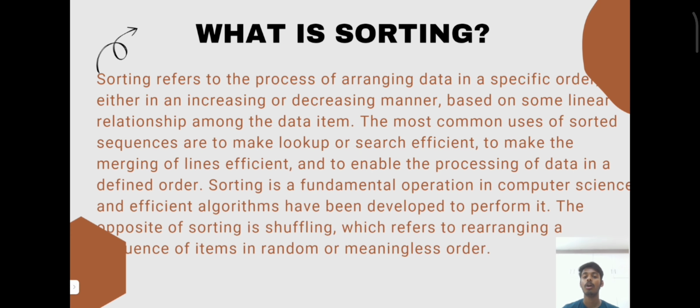Coming further, what is sorting? Sorting refers to the process of arranging data in a specific order, either in increasing or decreasing manner, based on some linear relationship among the data items. The most common uses of a sorted sequence are to make lookup or search efficient, to make the merging of lists efficient, and to enable the processing of data in a defined order. The opposite of sorting is shuffling, which refers to rearranging a sequence of items in random or meaningless order.